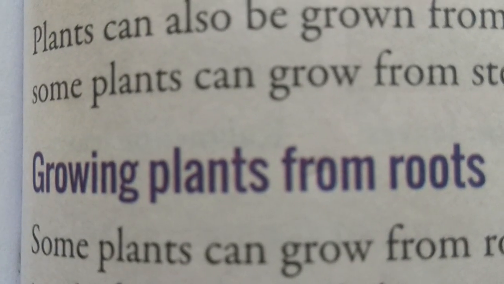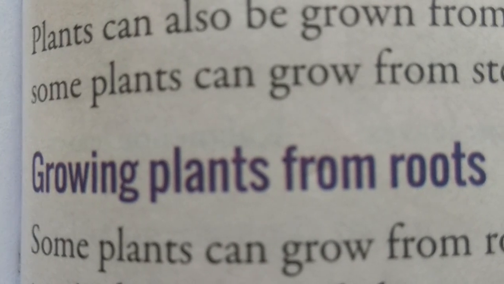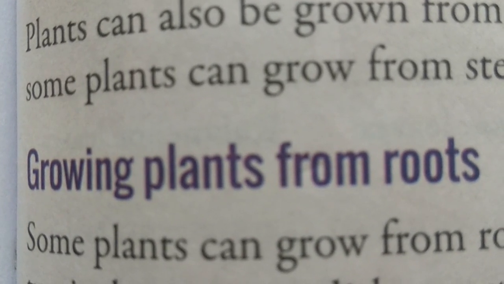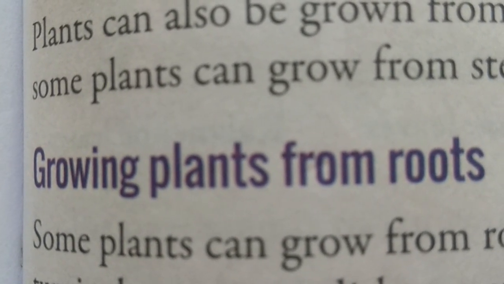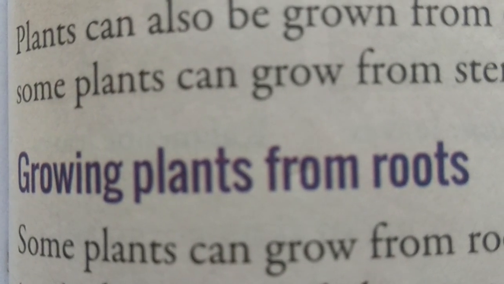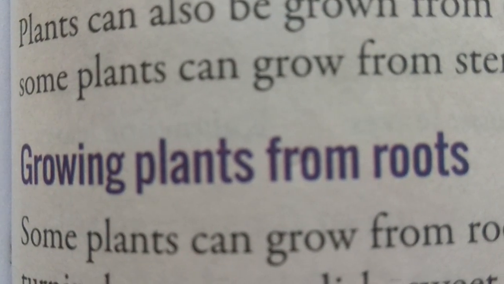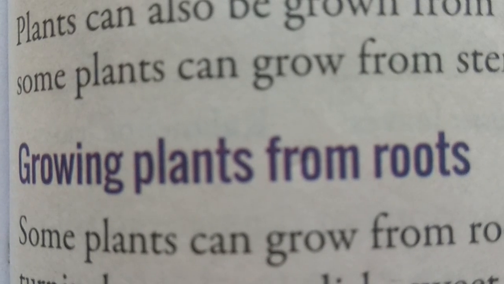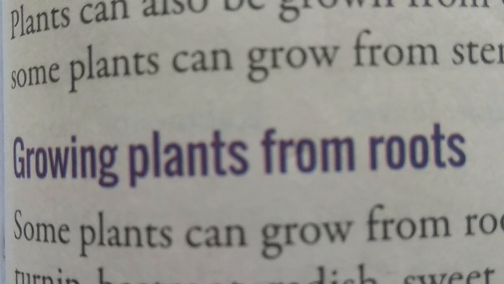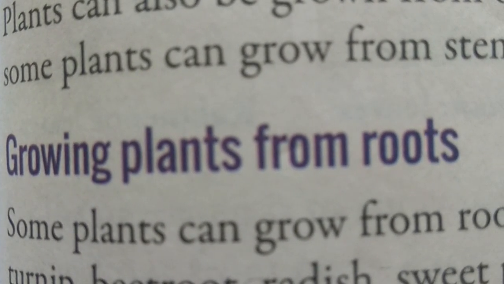Growing plants from roots. Some plants can grow from roots of the parent plants. Examples of such root stores are turnip, beetroot, radish, sweet potato, dahlia, etc. In this, the bulbs of the dahlia are taken out after the plant stops flowering and dries up. These bulbs are kept in a dry place and placed in the soil the next winter season for new plants to grow.